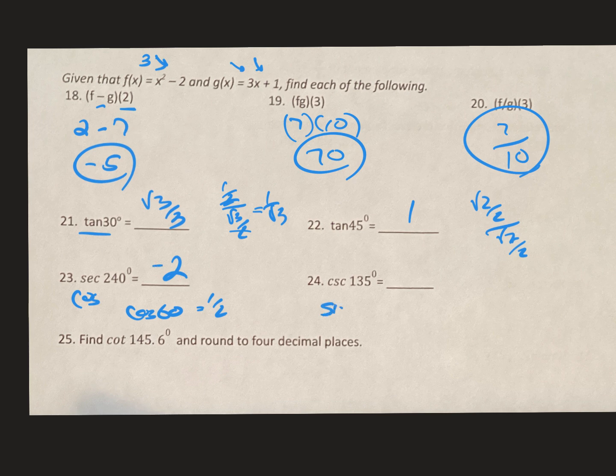This one, the same deal. Find the reference angle. The reference angle for 135 is 45. Cosecant is the reciprocal of sine. So I'm thinking sine 45, which is square root 2 over 2. But I'm looking for cosecant, so I've got to flip that. Move the square root of 2 up, take it out on the bottom, the 2's cancel. I get square root of 2, but you got to think about what quadrant you're in. 135 is quadrant 2. Sine is positive in quadrant 2, so it stays positive.